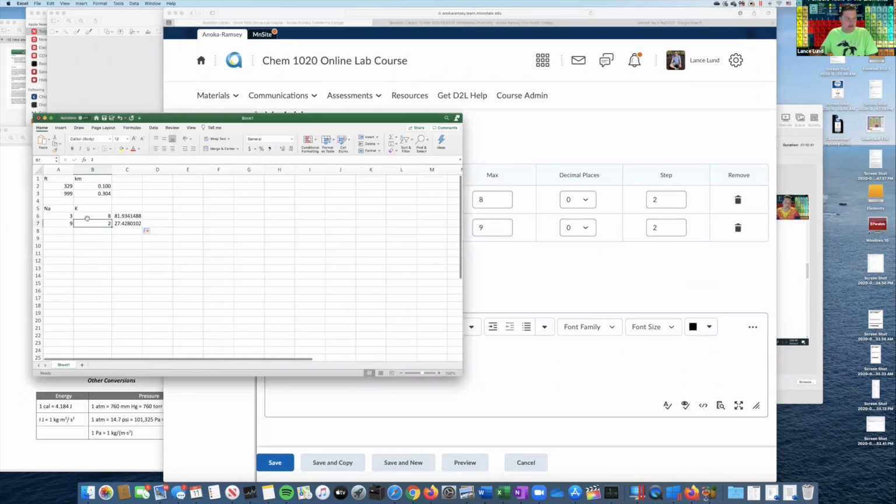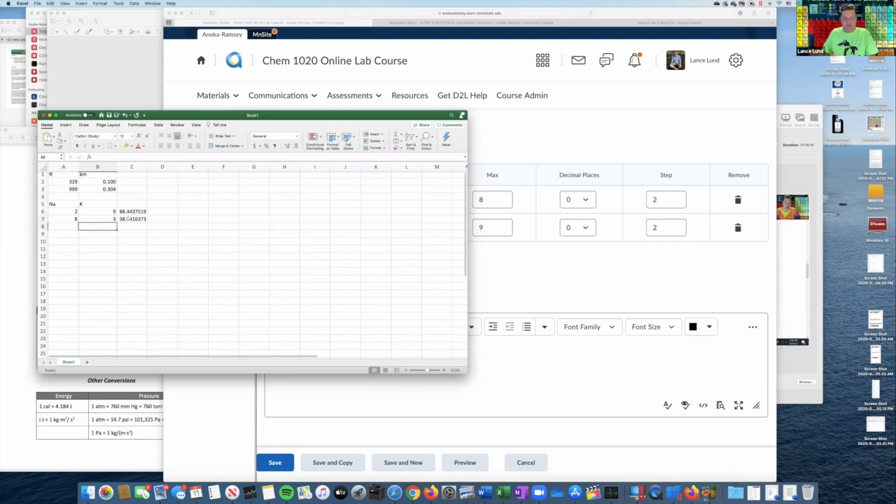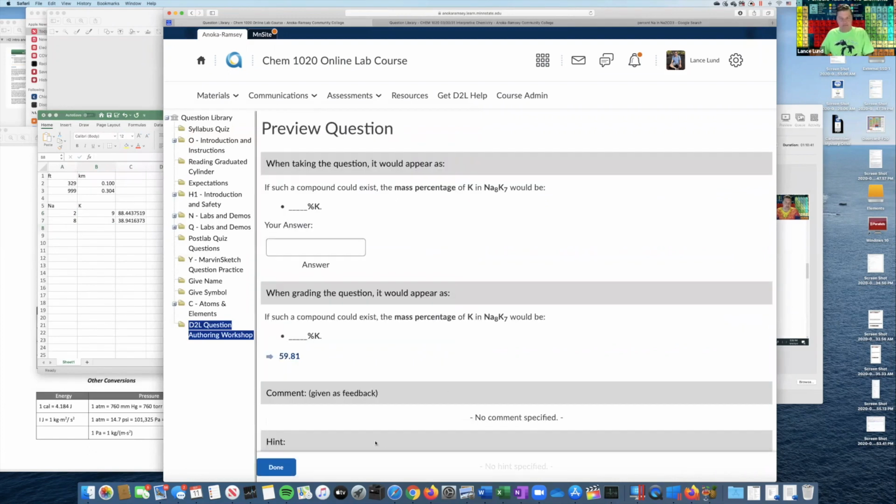And then again, I want to make sure that that works because now my sodium can go anywhere between 2 and 8. So this can go between 2 and 8. And this can go anywhere from a 9 down to a 3. And again, just making sure that my values here fall within that range. And so again, preview it here just to make sure that you haven't broken anything in doing so.